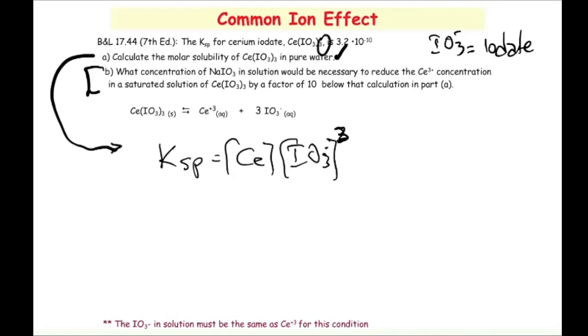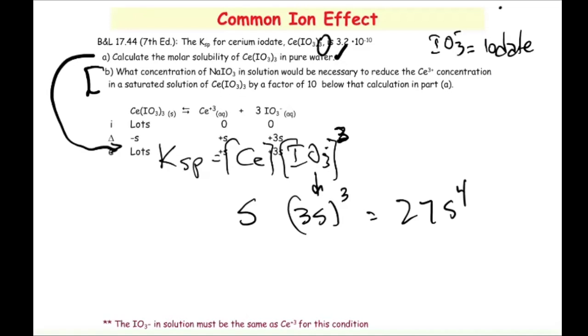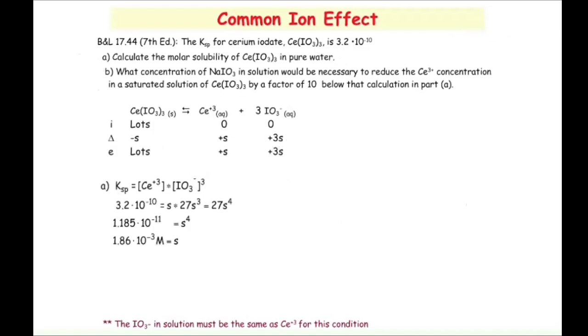So this is S. This right here happens to be 3S cubed. That's 27S to the 4th, and that's equal to the Ksp. We've solved these types of problems in the past. Let me just show you how that works. Let me clear this for you. You can see that it's 27S to the 4th. You solve for S, that's 1.86 times 10 to the minus 3. That's how much cerium iodate would dissolve if you put it in water.